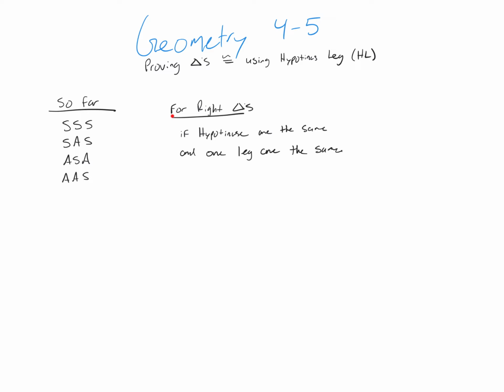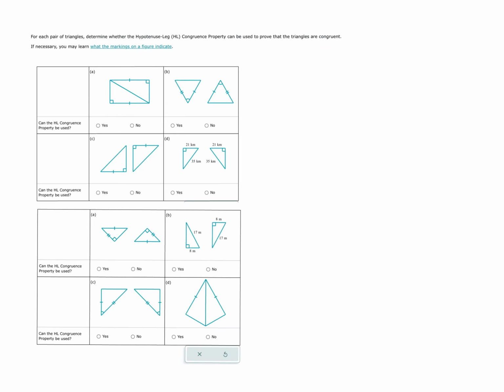So for a right triangle, and notice we have to say that it's a right triangle, if we can show that the hypotenuses are the same, and that one leg of each triangle is the same, then we can conclude that those two triangles are congruent. So the first thing is just to determine, can we use hypotenuse leg on these triangles or not?